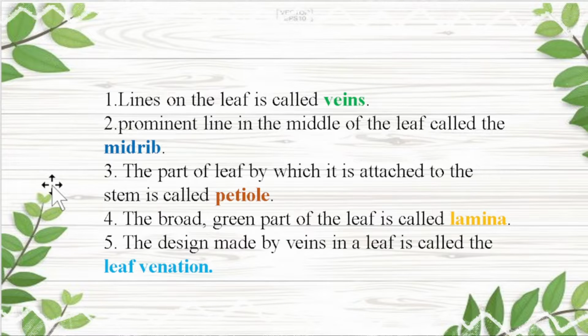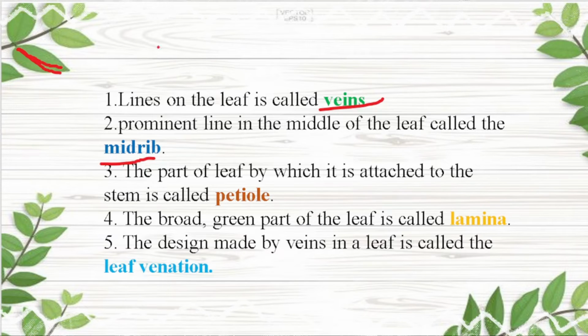Okay. Now let's cover the structure of the leaves. So we can see lines, right? We can see lines on the leaves. Those lines on the leaves are called veins. And there is one prominent line we can see in every leaf. This is called the midrib. We can remember it by this name, that is, in the middle. This is the midrib. The part of the leaf by which it is attached to the stem is called petiole.